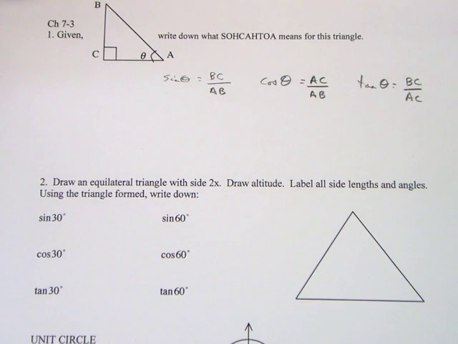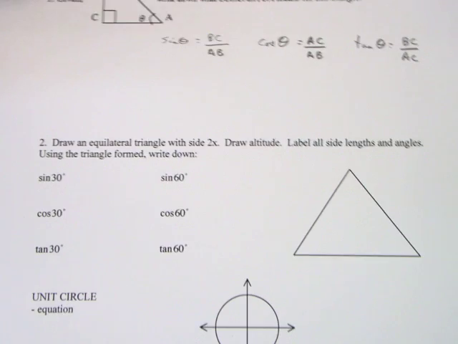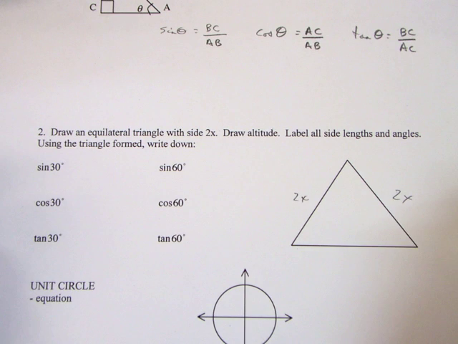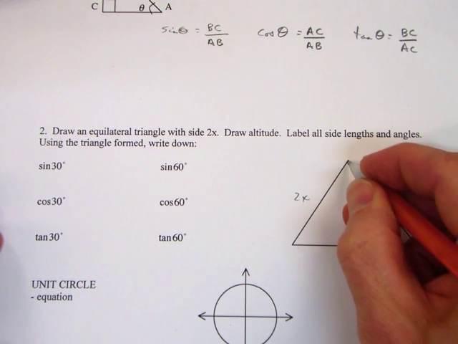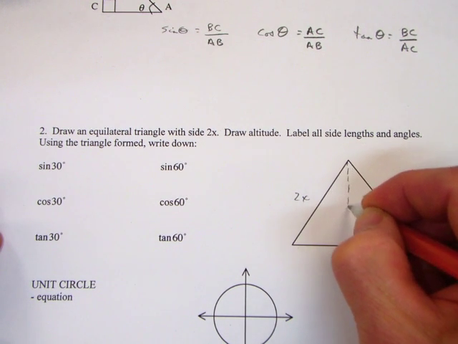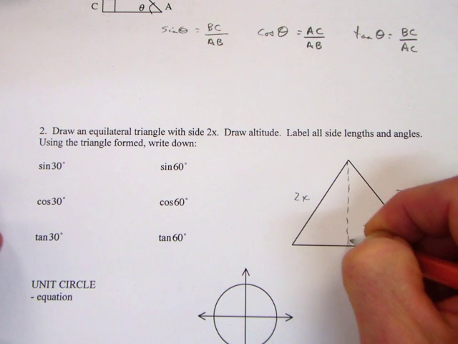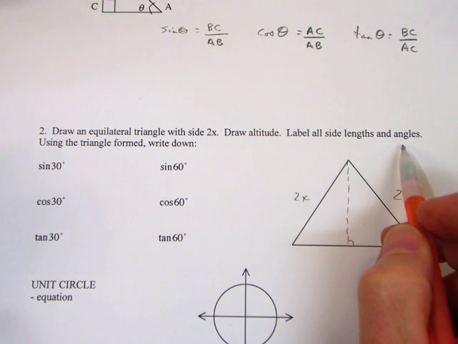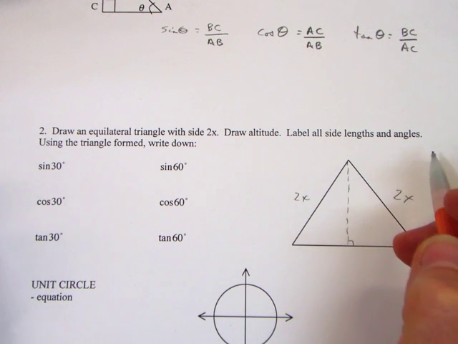All right, draw an equilateral triangle. I drew it for you with side 2x. So we have side 2x, 2x. Label all sides. Draw the altitude. In this case, this is an auxiliary line. Now, my triangle isn't perfect. I just drew something down. Label all sides, lengths, angles using the triangles formed.